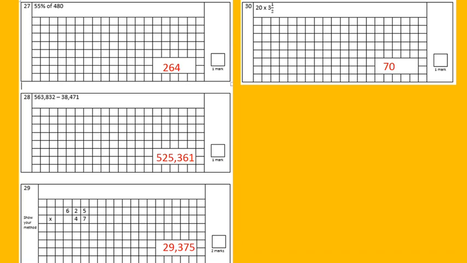And then the last question, so for this question I would have separated out my whole number and my fraction, and I would have done 20 multiplied by 3, which is 60, and then I would have done 20 multiplied by half. That is literally just asking you to find half of 20, so obviously half of 20 is 10, 60 and 10 added together is 70.